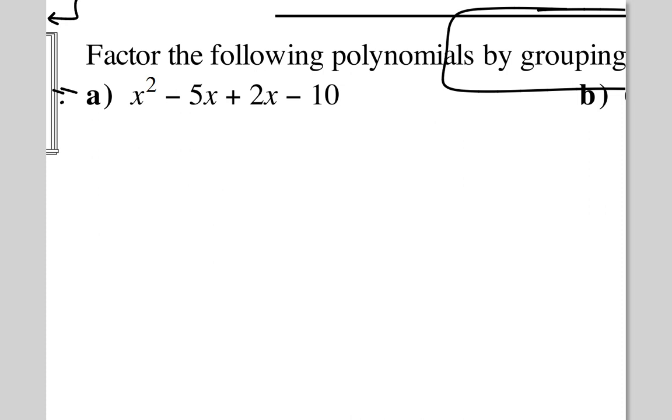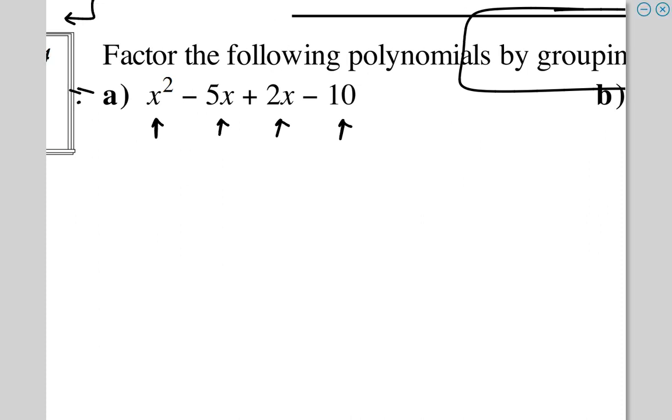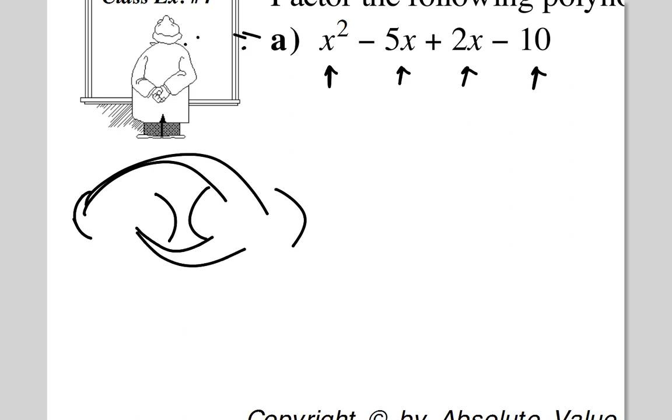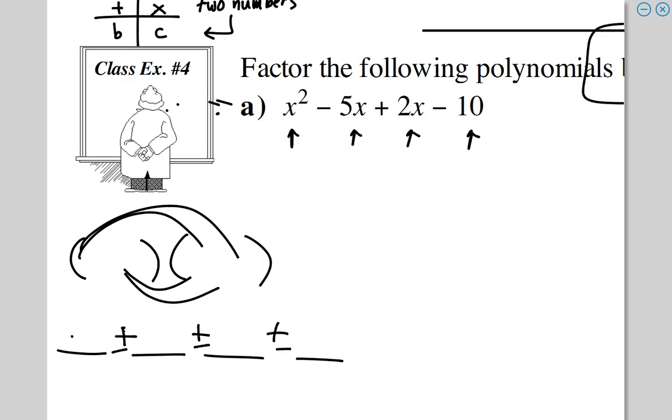It's like a warm-up. So why do you see 4 terms? Any hints? Any guesses? What happens when you multiply something like this? You get the 4 terms, right? Whether it's plus or minus, whatever it is, you get 4 terms, right? So that's what they're trying to do. They're trying to get you in that idea.